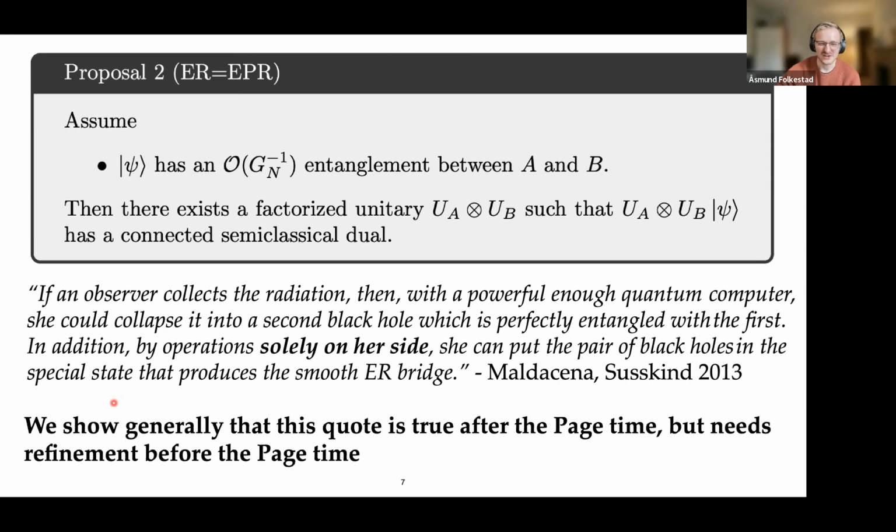So we will show generally that this quote is true after the Page time, but it actually needs refinement before the Page time. The key thing that's not entirely correct is this thing here in black, which is solely on her side. But this proposal 2 has taken into account that this modification is needed by allowing non-trivial UA and UB, but we'll return to this.